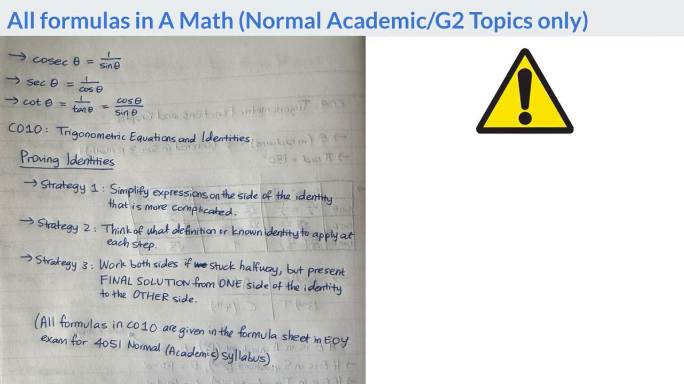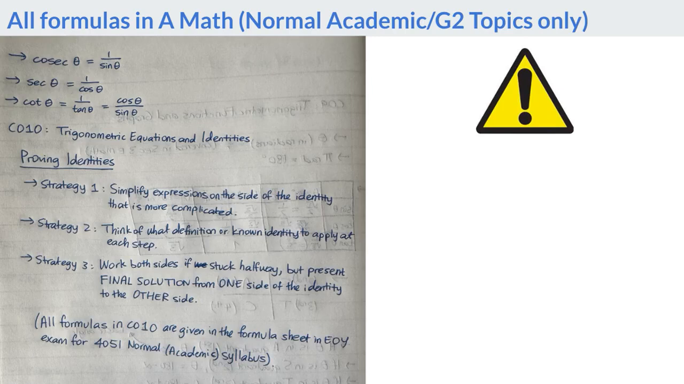Because equations is about the same as quadratic, just that this time around there's only sine, cosine, tangent involved. Okay, but it's about the same thing. Right? So to prove the identity, the first strategy you use is to simplify the expression on the side of the identity that is more complicated.